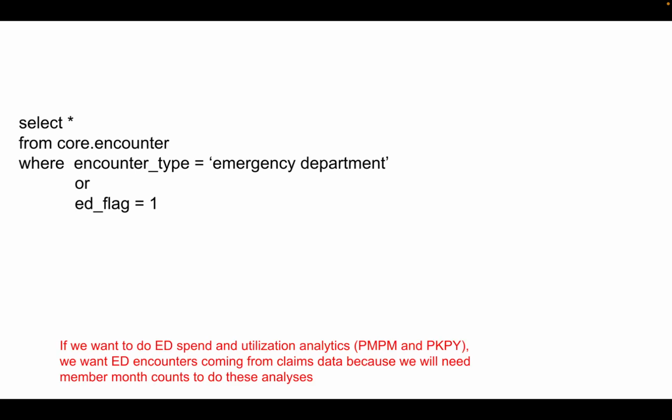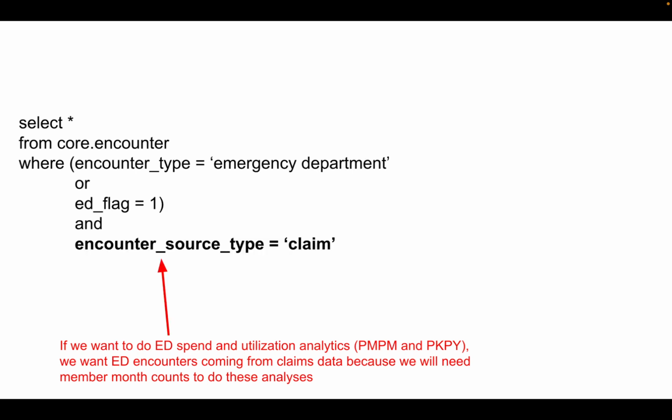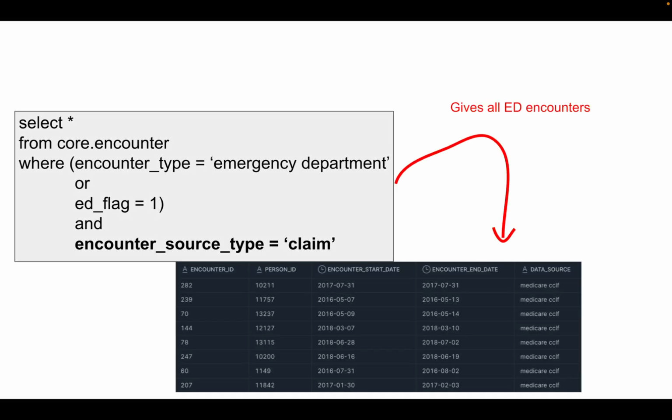If we want to do ED spend and utilization analytics, like calculating PMPM and PKPY, we want ED encounters coming from claims data only, because we will need member month counts to do these analyses. So we should add this to the where clause, where we only grab encounters that are produced from claims data sources if we want to do these kinds of spend and utilization analytics. So if we write this kind of query against the core.encounter table, we get all ED encounters.